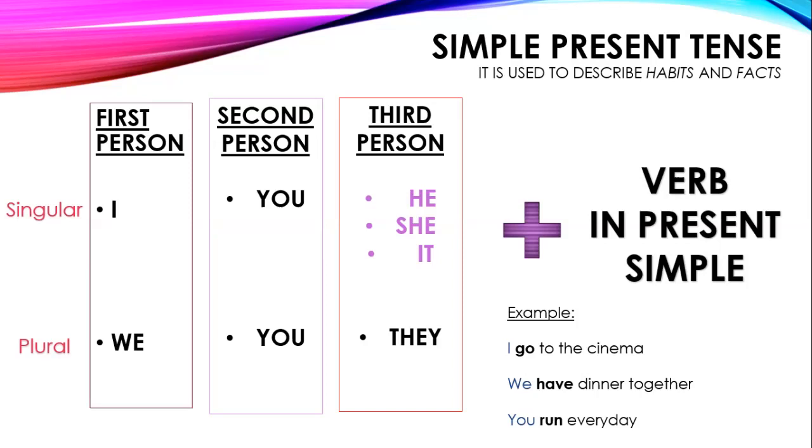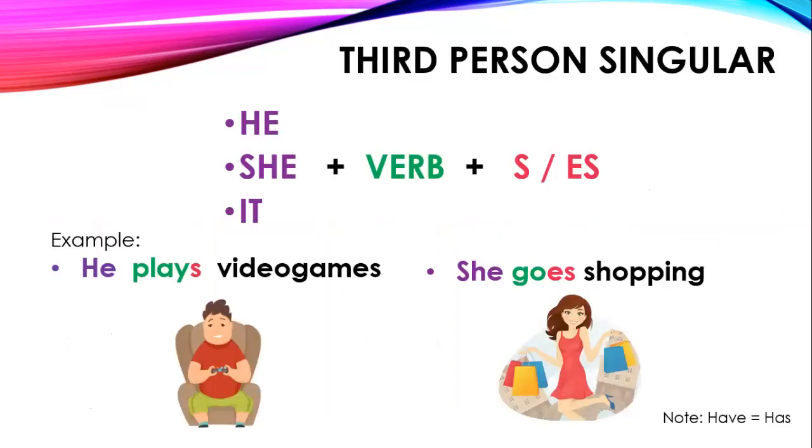But as you can see in the third person singular, the he, she, and it are in different color, right? Why? Because we need to make some changes to the verb when we have the third person singular. So first the person, right? He, she, it, plus the verb, as we had already said, but this time you will have to add an s or es to the verb. Okay, when we are talking about third person, we need to add an s or es to the verb.